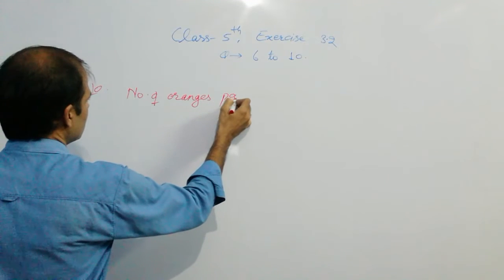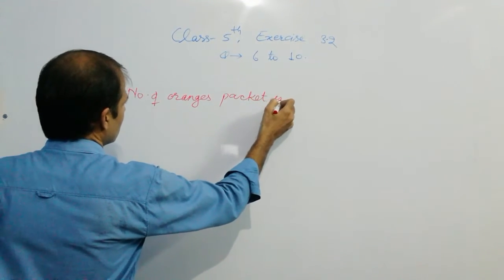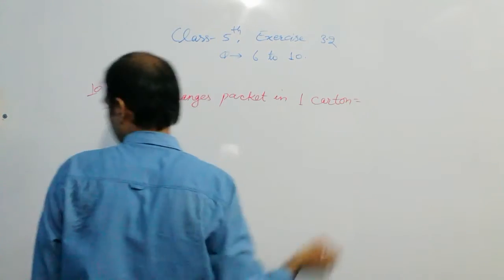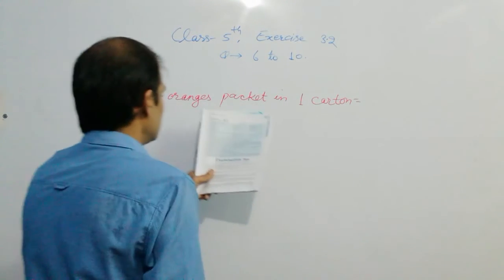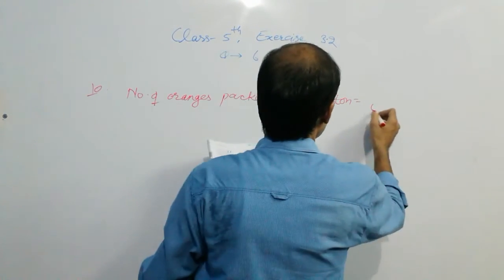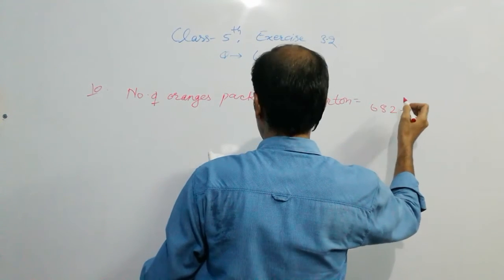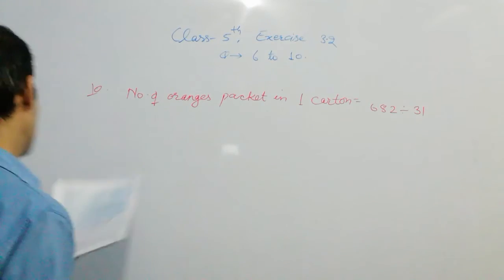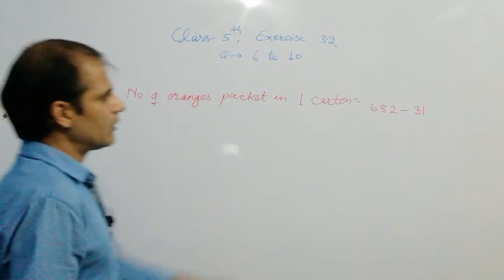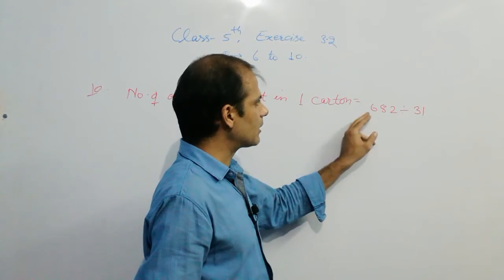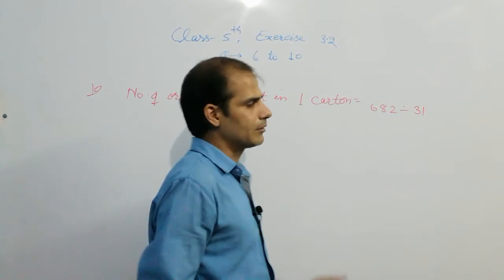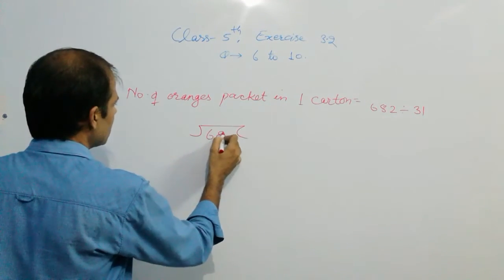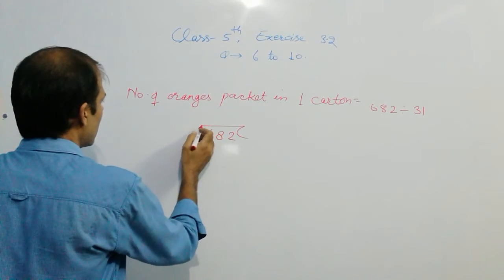Number of oranges packed in one carton is 682 divided by 31. You can write division in this form also, or you can write 682 upon 31. Both are similar. Perform the division 682 by 31.